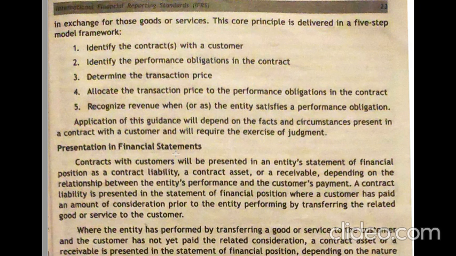So where the entity has performed by transferring goods or services to the customer and the customer has not yet paid the related consideration, a contract asset or a receivable is presented in the statement of financial position, depending on the nature of the entity's right to consideration. A contract asset is recognized when the entity's right to consideration is conditional on something other than the passage of time, for example, future performance of the entity. The receivable is recognized when the entity's right to consideration is unconditional except for the passage of time.